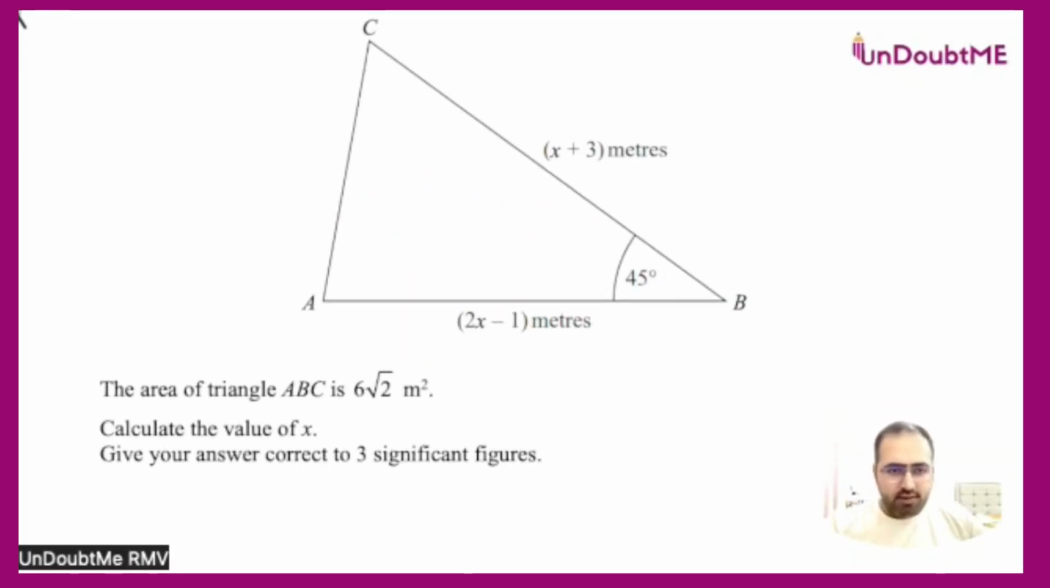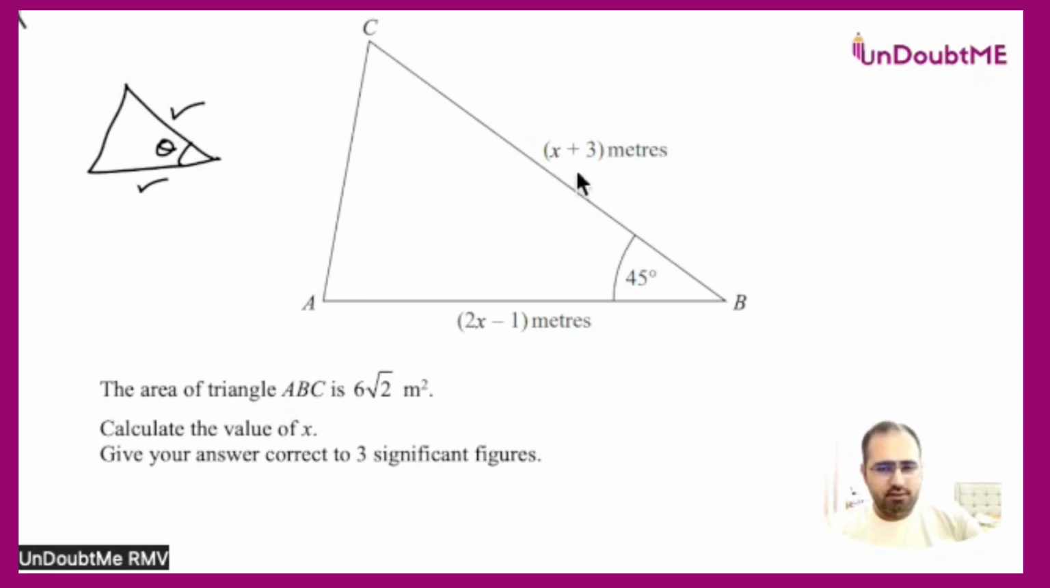They have given us two sides. Area of a triangle is given, and they're asking us to calculate the value of x. Now, first thing is we can revise the formula, and then we will move forward with how we have to do it. So for area of a triangle, we always look for an angle and the side consisting that angle.